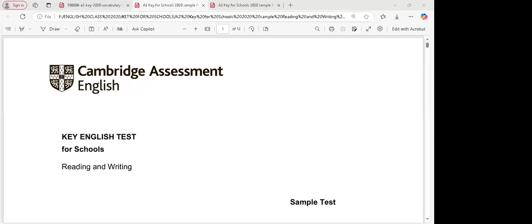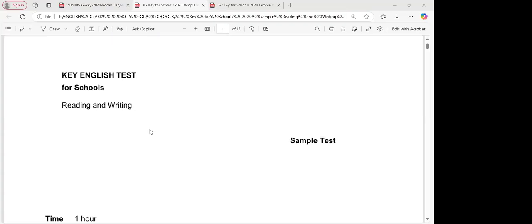Okay, we will start. So this paper I have shared with you already. This is a sample paper, reading and writing. As we are preparing for a test called Key English Test or KET for schools, right?